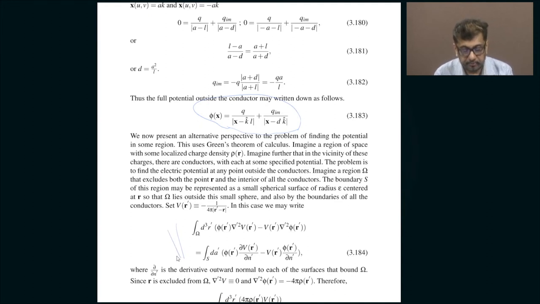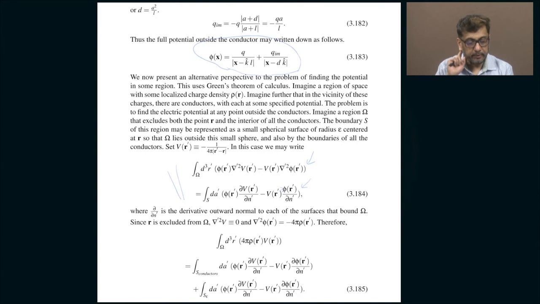So, if phi and V are some functions, and suppose you want to calculate something like this, you might as well calculate this instead. That is what the theorem says. If you want to calculate the volume integral of phi times del squared V minus V times del squared phi, that is the same as calculating the surface integral, where the surface is the surface bounding this omega, of phi times the normal gradient of V minus V times the normal gradient of phi. Okay.